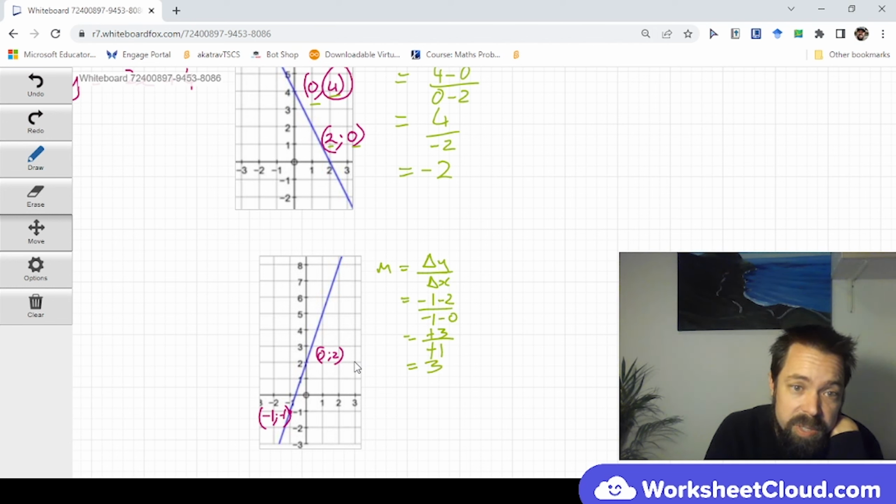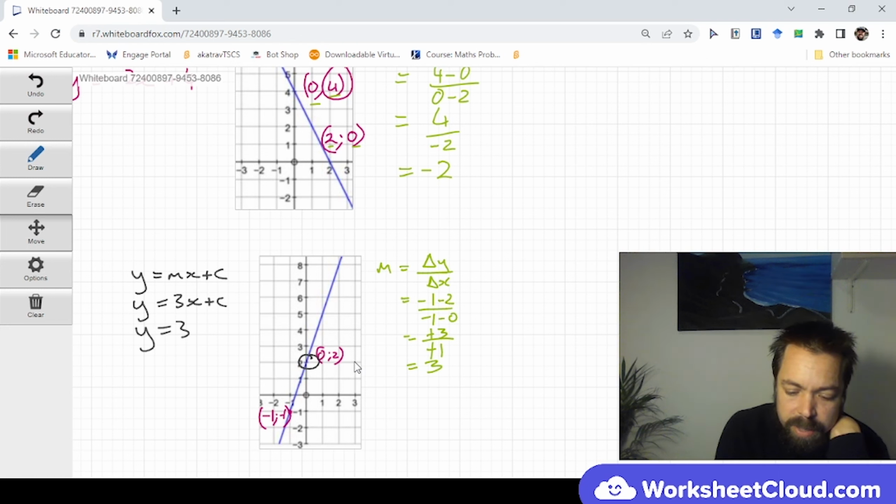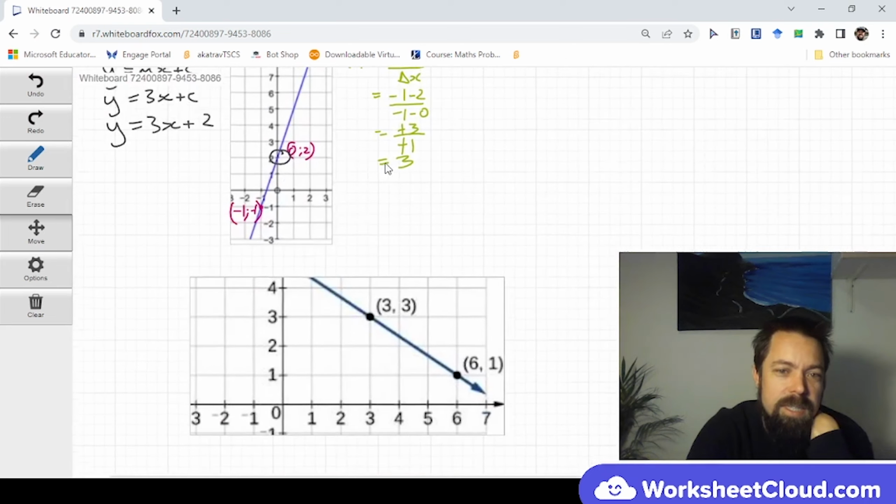In fact, the bigger the number, the steeper the graph when you've got it like this. Or the smaller the fraction, the steeper the graph, the bigger the denominator, but that would be going down. So on the other side, y equals mx plus c, y equals 3x plus c. What is my intercept? Well, my y-intercept, at this point, it happens nicely because it crosses at a specific value. So y equals 3x plus 2. And there's our answer.